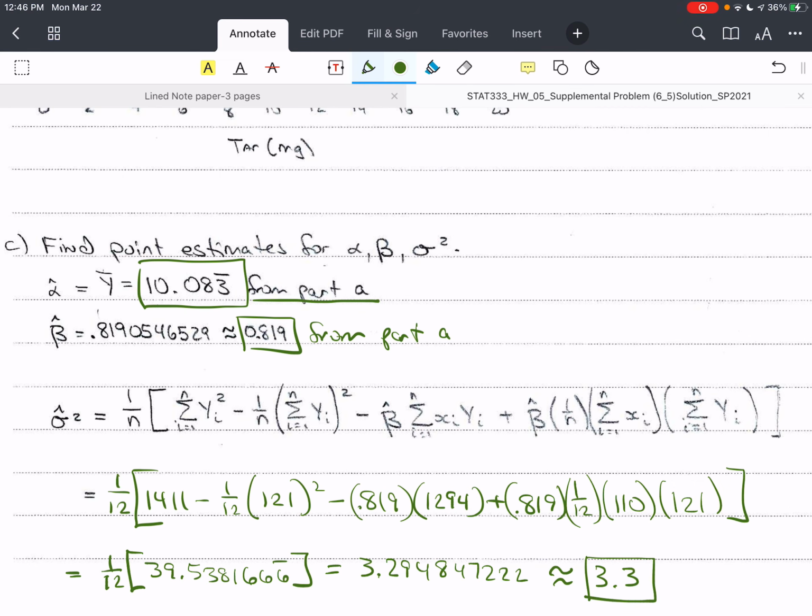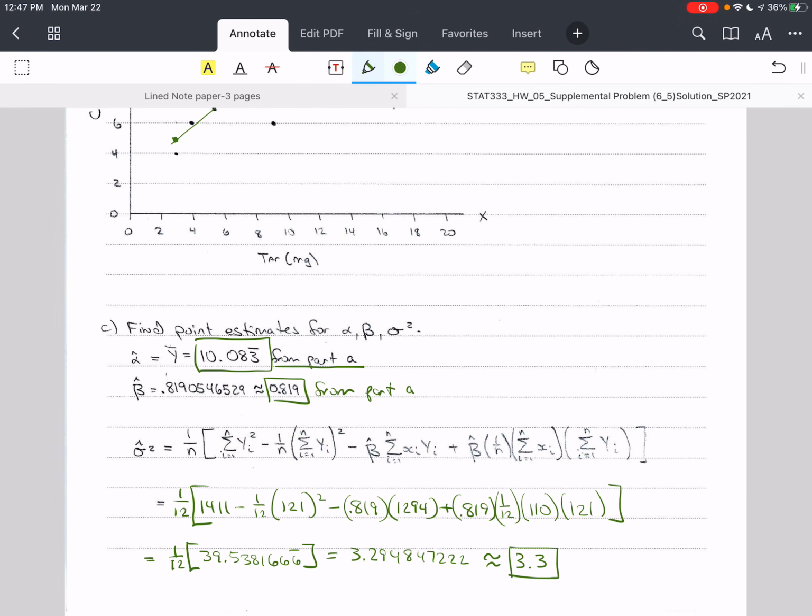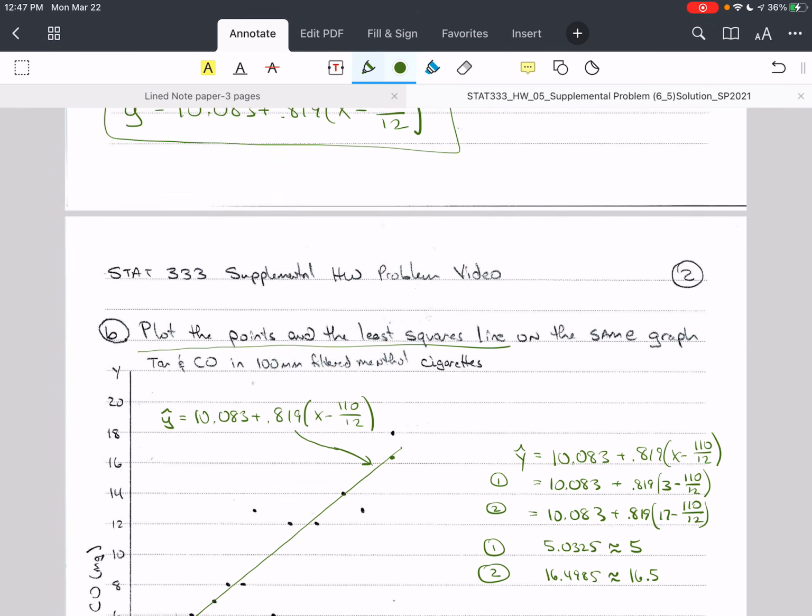So this is sigma hat squared for everything. So what I'm going to do is, never mind. I'd have to do a lot more work on my calculator to verify that. Okay, so that is the example here for section 6.5.